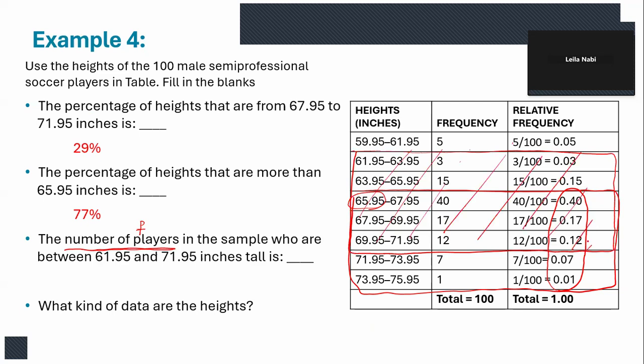But it's asking about the number of players. That means this time only add the frequencies, not the relative frequency. If you add all the frequencies, 3 plus 15 plus 40 plus 17 plus 12, it adds up to 87.